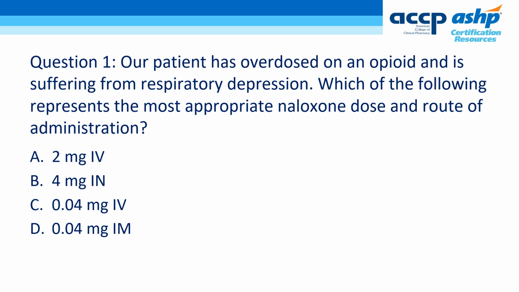Now this brings us to our first assessment question. Our patient has overdosed on an opioid and is suffering from respiratory depression. Which of the following represents the most appropriate naloxone dose and route of administration? Is it A, 2 milligrams intravenous, B, 4 milligrams intranasal, C, 0.04 milligrams intravenous, or D, 0.04 milligrams intramuscular?